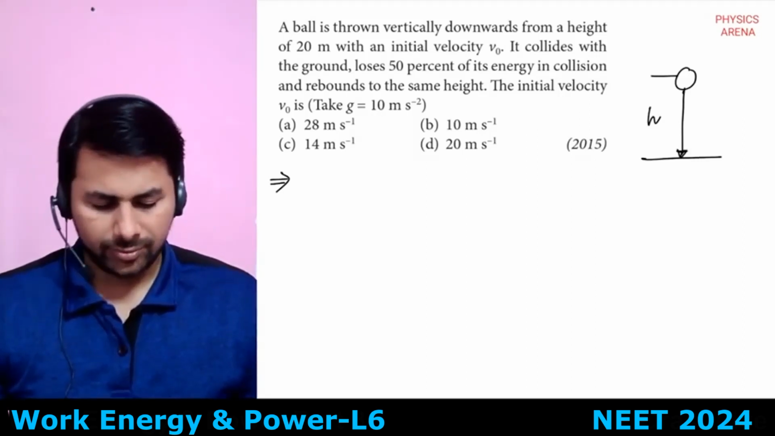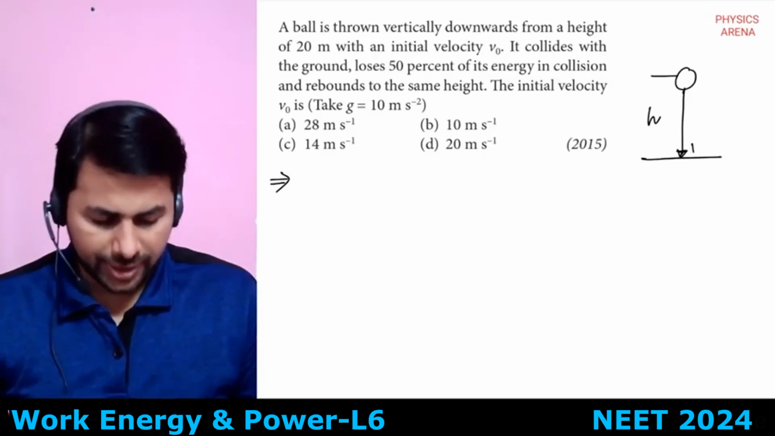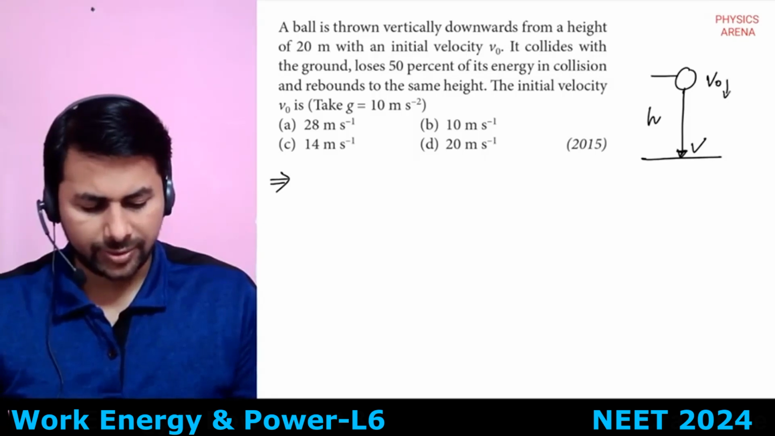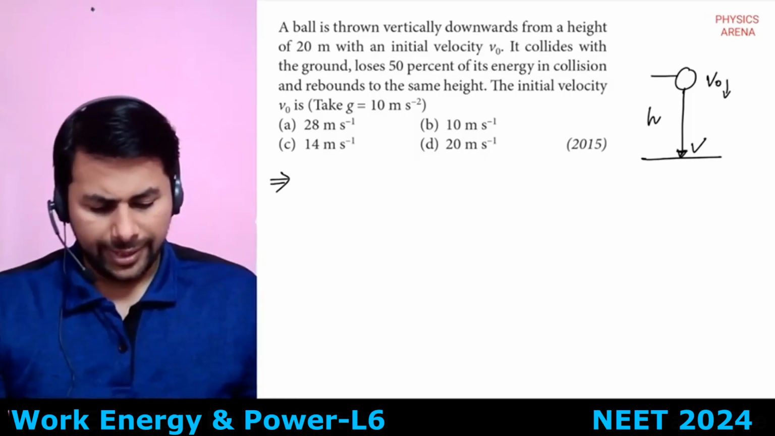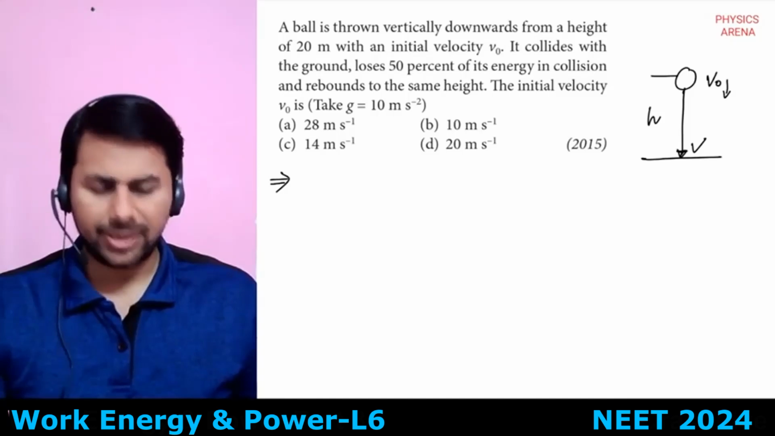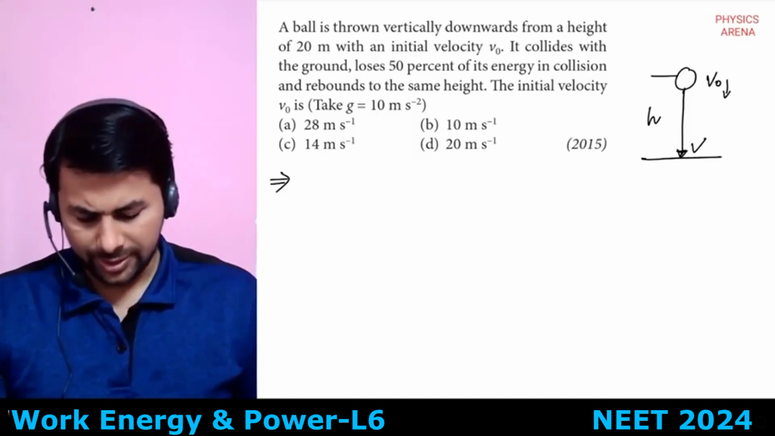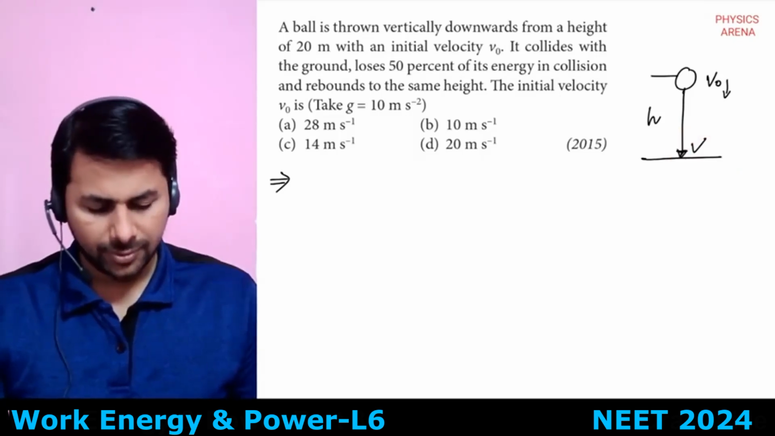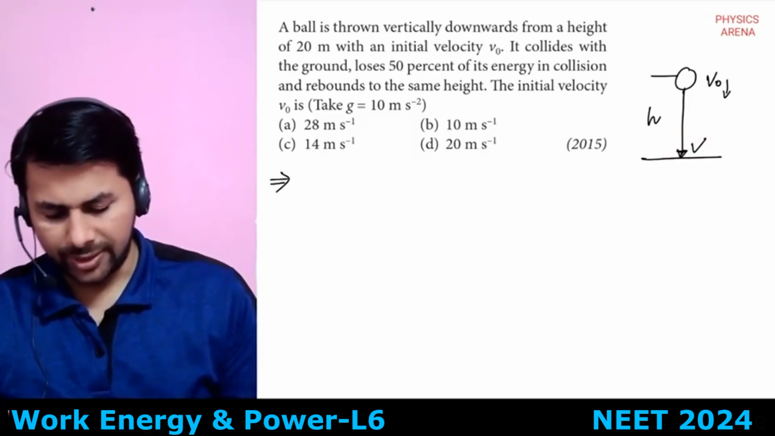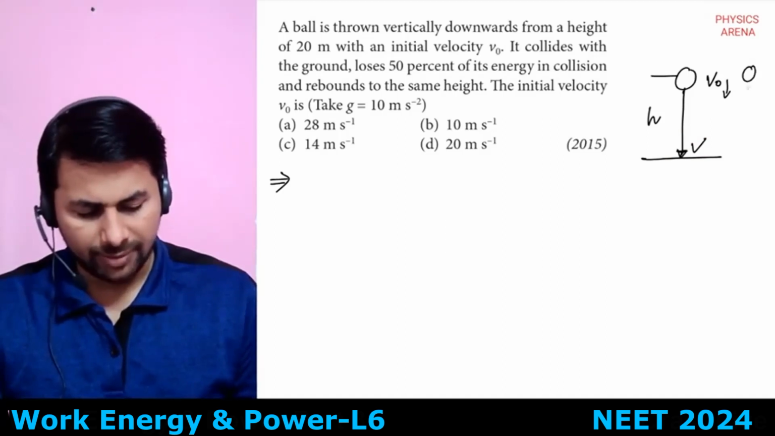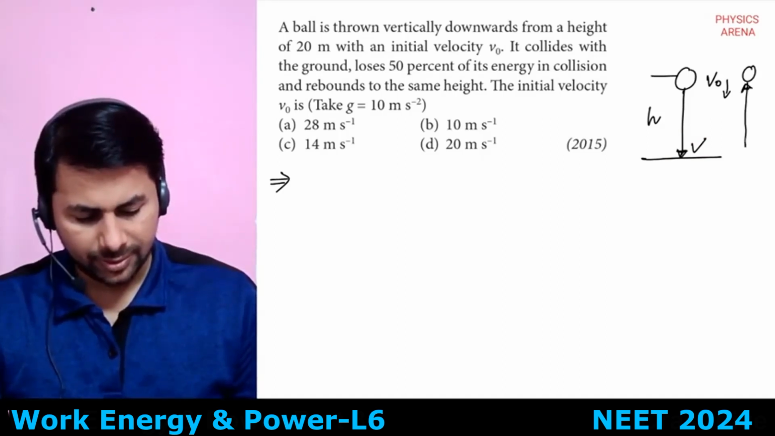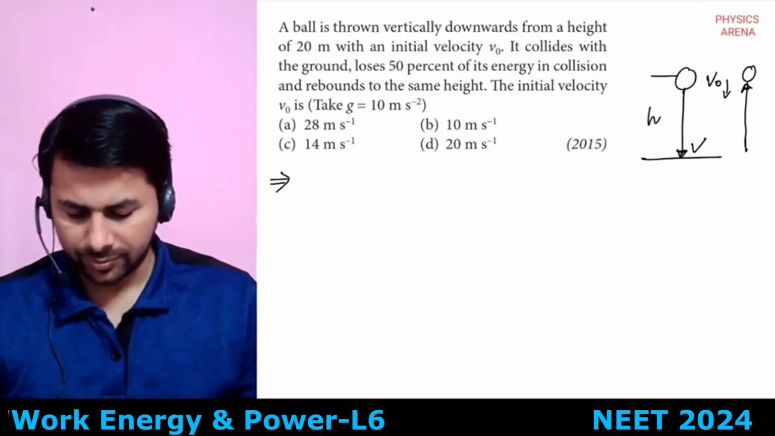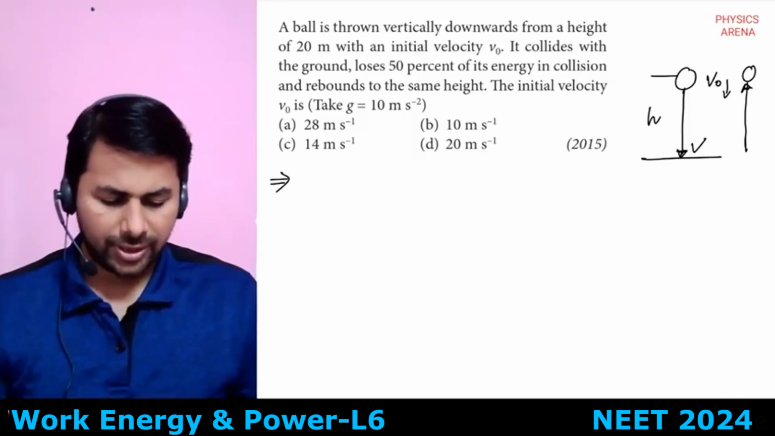It reaches the ground with some velocity v, suppose. It is thrown with velocity v naught, and it loses 50% of its energy here. It's given that it loses 50% of its energy, and still it rebounds to the same height. So what does it mean if it rebounds to the same height?